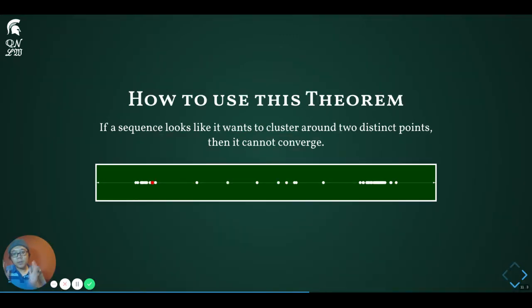So how does this theorem help us prove divergence of sequences? If a sequence looks like it wants to cluster around two distinct values, then neither can be the limit. And in fact, using this, we can show that the sequence must diverge. An example of one such sequence is shown in the animation. It doesn't matter if the sequence visits points that are not in the two clusters. As long as we can guarantee that the sequence will keep visiting both clusters, the argument will work.